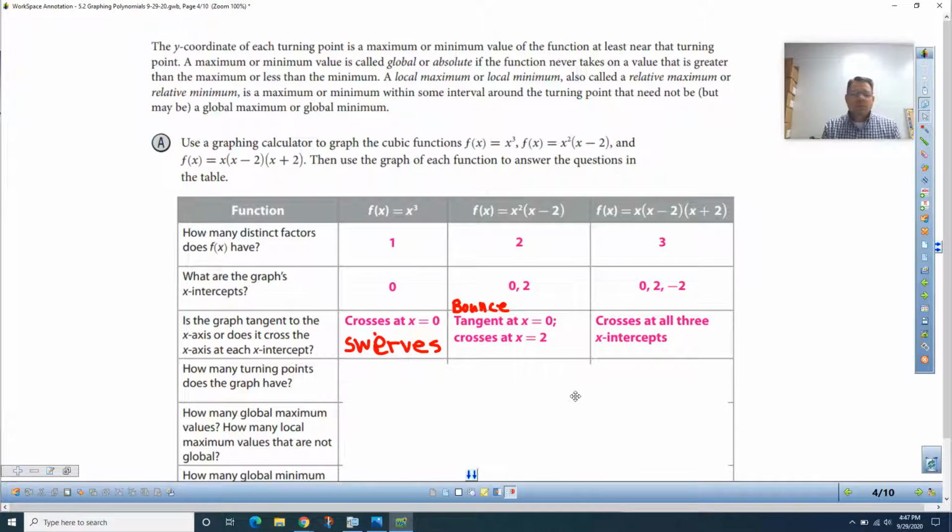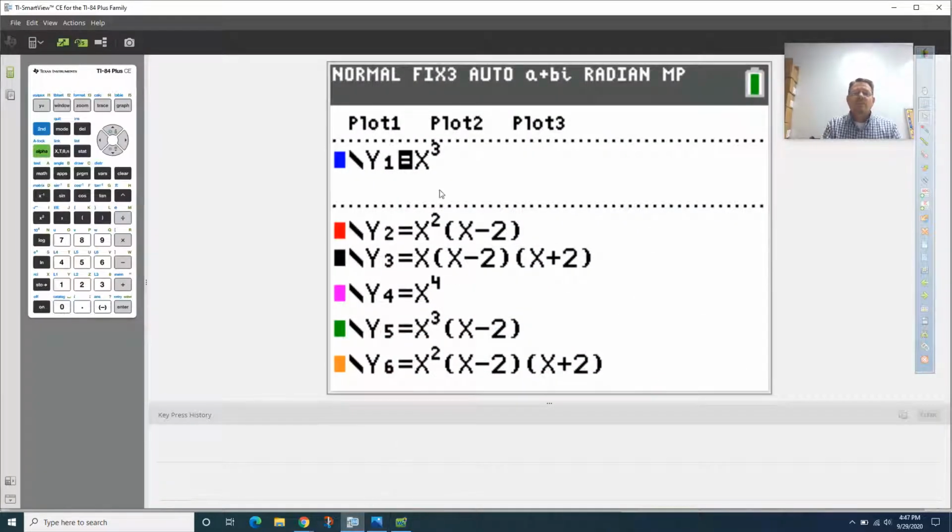Okay, so let's jump on down here. Turning points. We talked about that previously. This one doesn't have any. This one has 2. This one has 2. I guess now would be a good time to show you what those things look like. So here's my graphing calculator. I've got just this first one here.